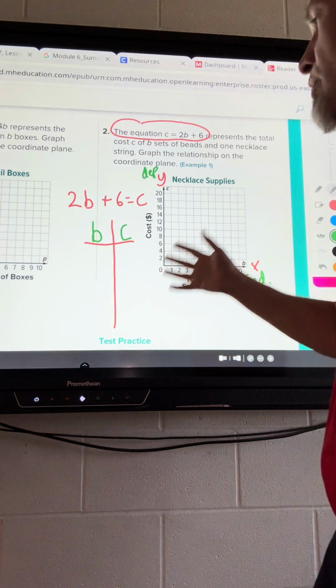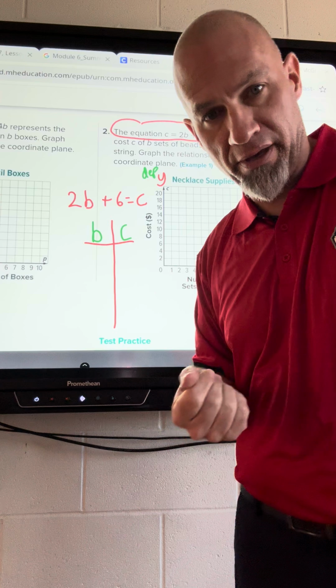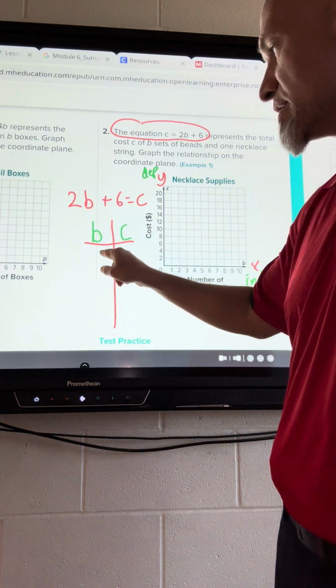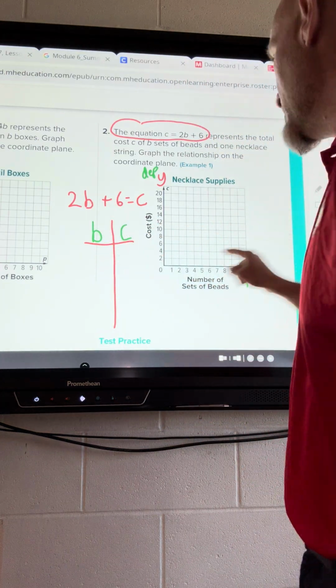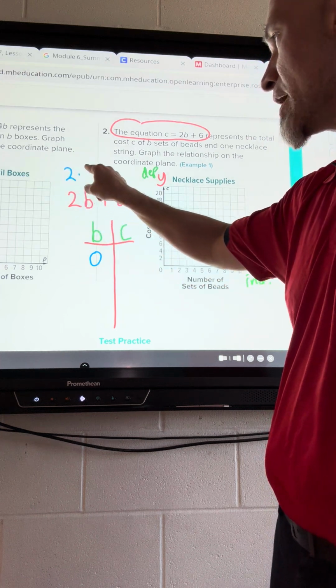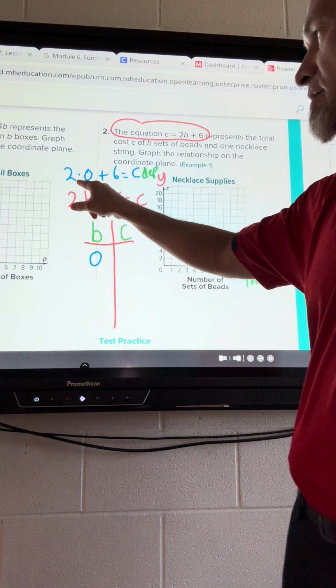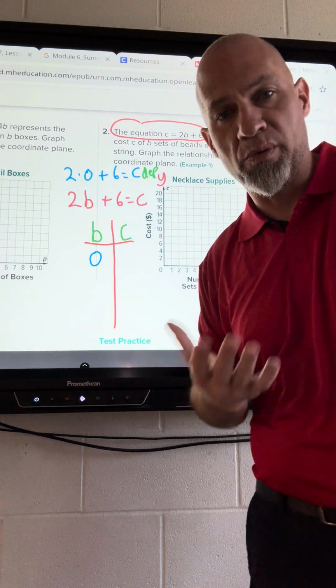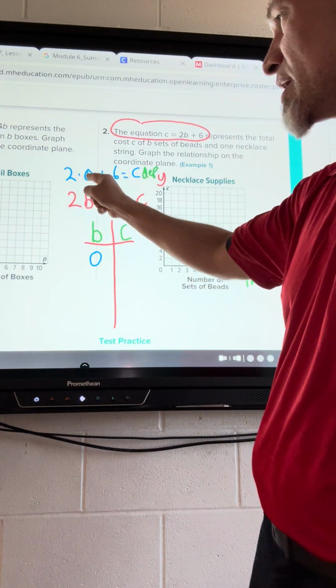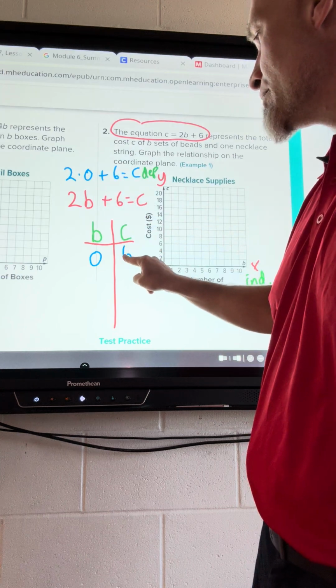So now we're just going to plug in values for b and run them through the equation to get the value for c. So let's start with a 0 for b. If b is equal to 0, 2 times b, that would be 2 times 0 plus 6 is equal to c. So obviously, order of operations, we would do the multiplication first. 2 times 0 is 0, plus 6 is 6, okay?